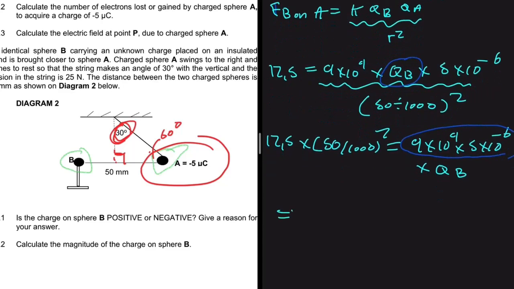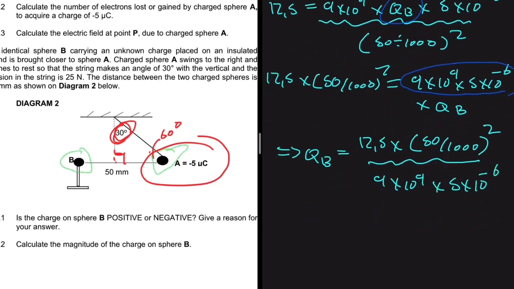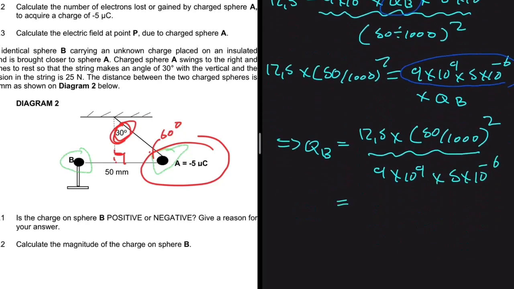So consequently, the charge on B will be equal to 12.5 multiplied by 50 divided by 1,000, without forgetting to square, right? Everything divided by 9 times 10 to the 9 multiplied by 5 times 10 to the minus 6, and then the charge on B will be equal to 6.9444 times 10 to the minus 7 Coulomb.